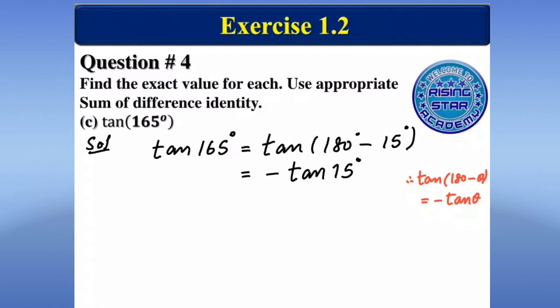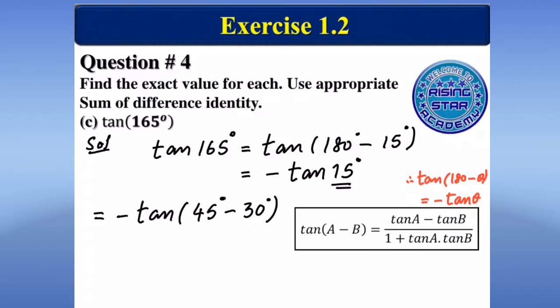Now I will break it, or I can write it like 45 minus 30 degree. Now we'll apply the identity. So let me write the identity over there. Now we have the identity of tan A minus B.